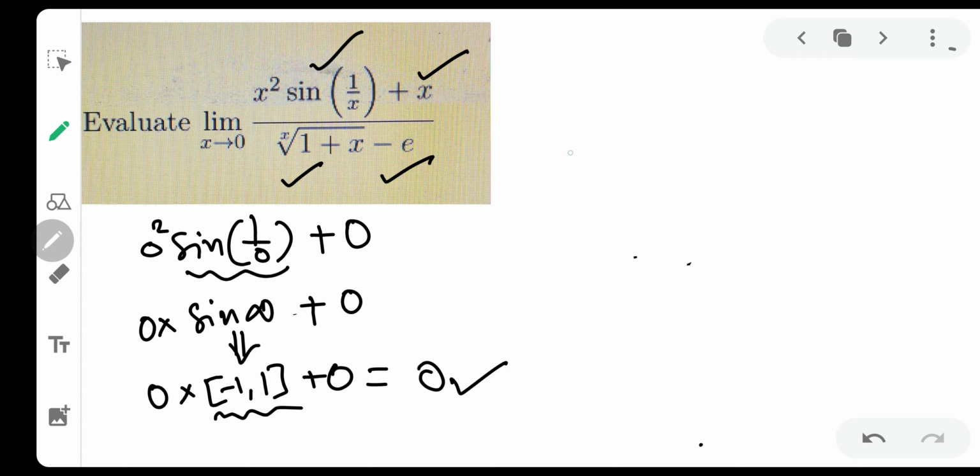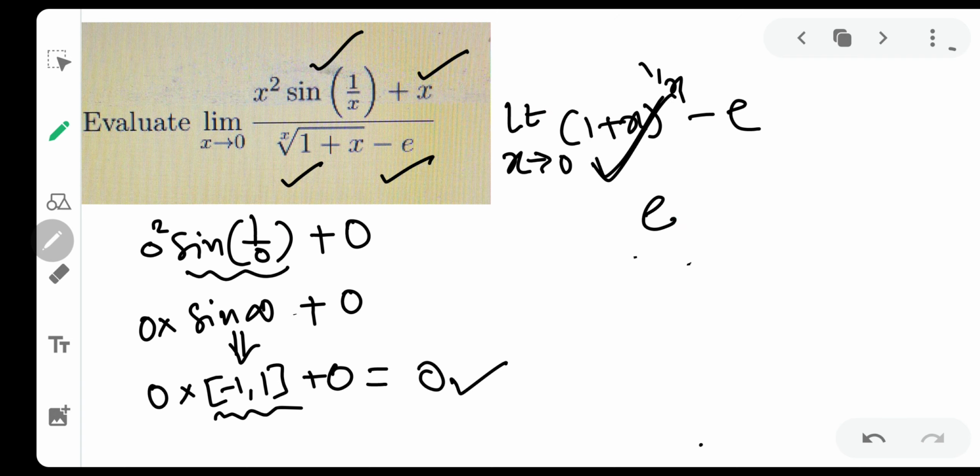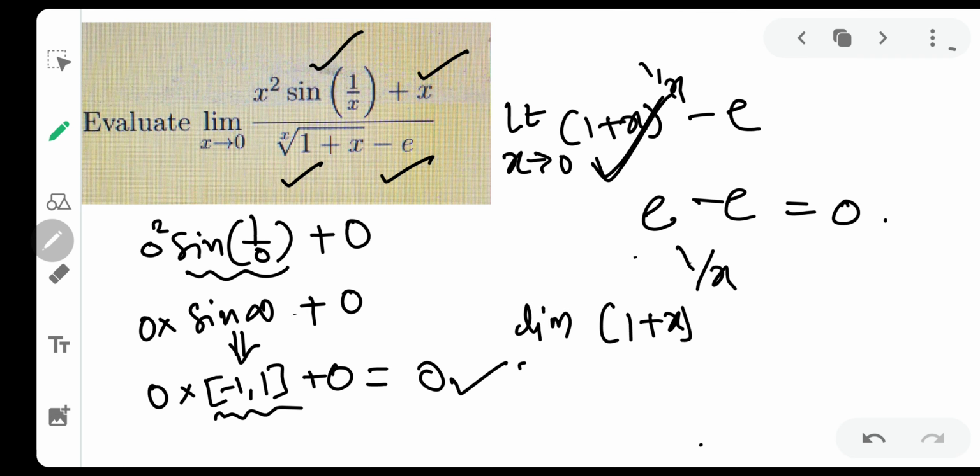Very good. And then you check for the denominator. So what will be the denominator? Let us check. So if you check the denominator, it is (1 + x)^(1/x) − e. Now as limit x tends to 0, you know that this answer will be tending to e. So e minus e will be 0, because we all know this limit x tends to 0, (1 + x)^(1/x) is e. So e minus e, the limit is 0.